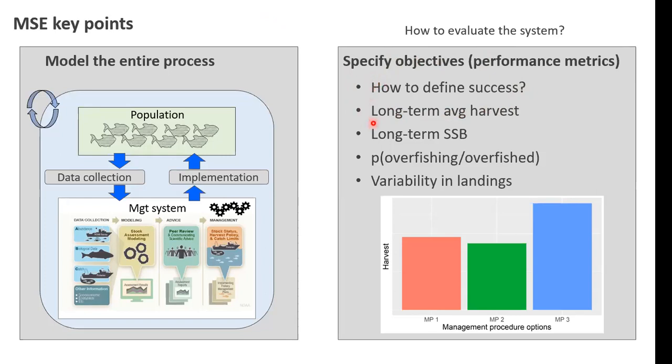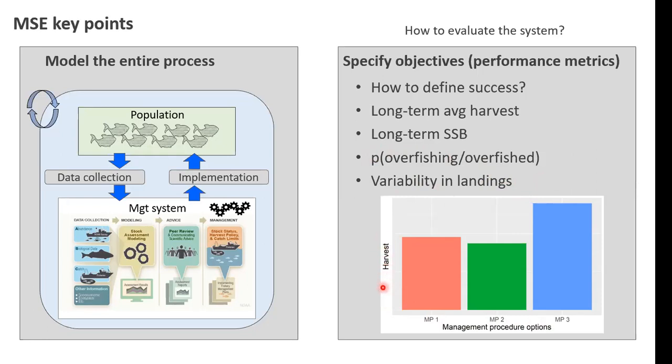Some examples here are maybe we want to look at the long-term average harvest. Maybe we want to look at the long-term average spawning stock biomass, or the probability that overfishing is occurring or that the population is overfished in any given year. Maybe we're interested in the annual variation in the landings. So the plot I have here is just one example of what a performance metric could be.